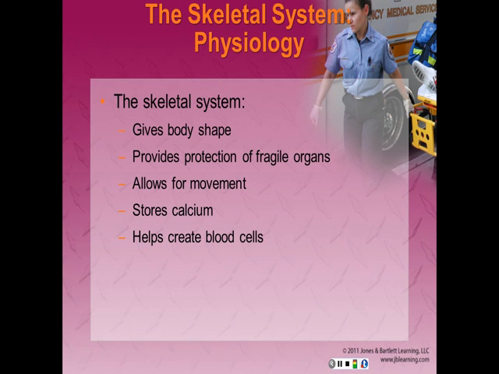As we discuss the physiology of the skeletal system, you have to understand that there are 5 things you need to know. It gives your body shape. As I said, without the skeletal system, you'd be a blob. It provides protection for your fragile internal organs. It allows for movement. It stores calcium, and it helps manufacture and create blood cells.